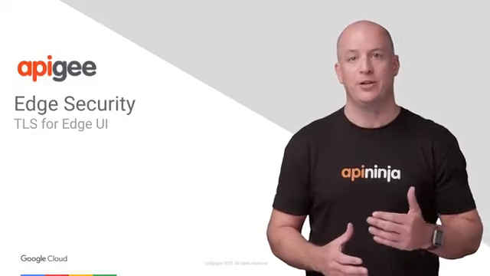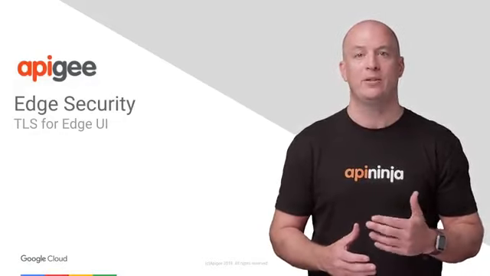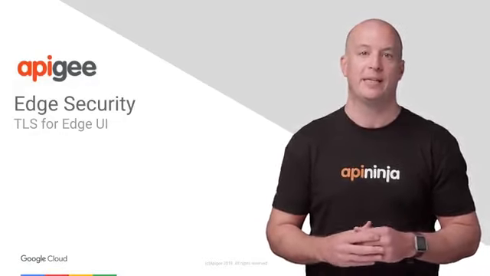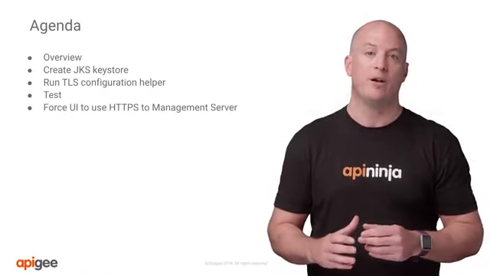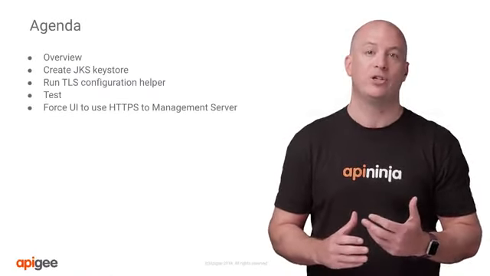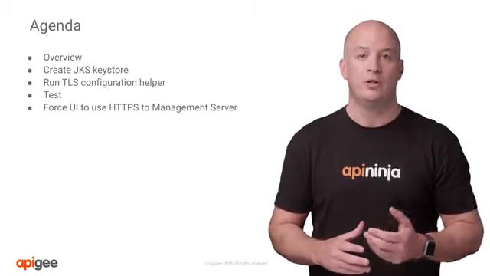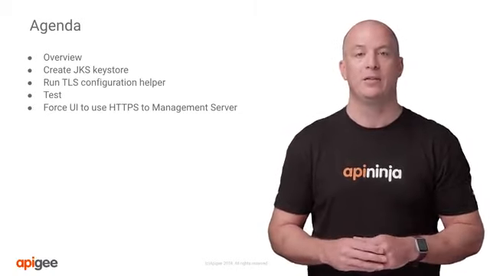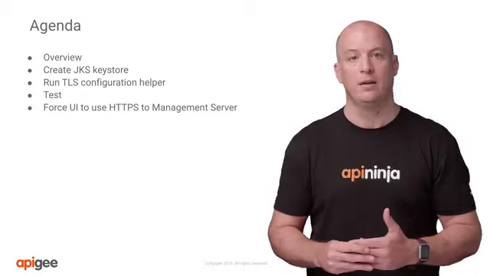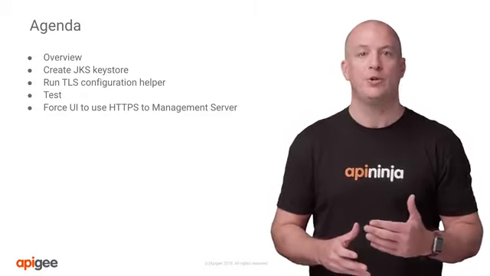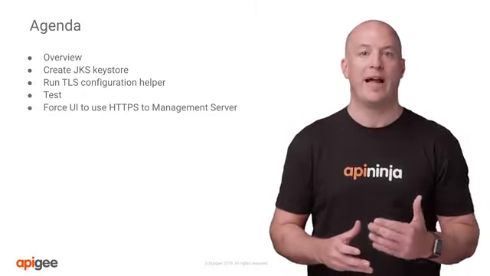To complete this lesson, you should also have completed the Keys, Certificates, Key Stores and TLS lesson. In this video, we will cover creating and securing a key store for the Edge UI, using Apigee Service to configure TLS, restarting and testing, and finally forcing Edge UI to make management API calls over HTTPS.